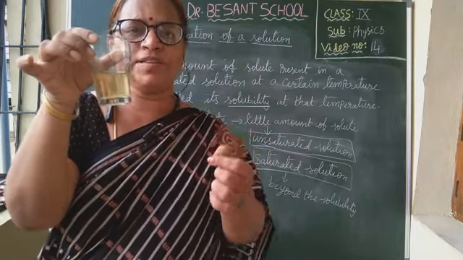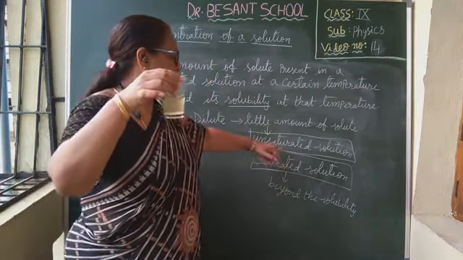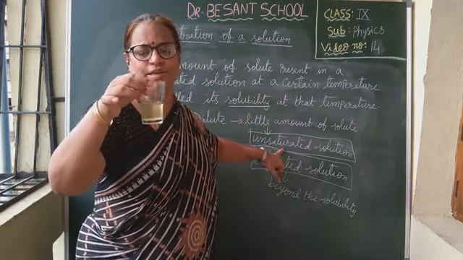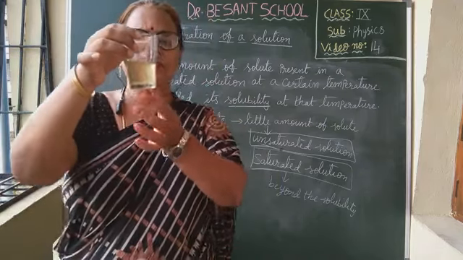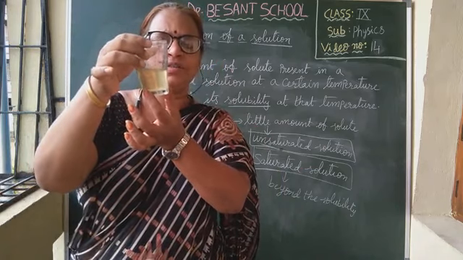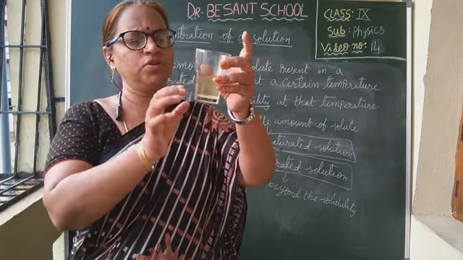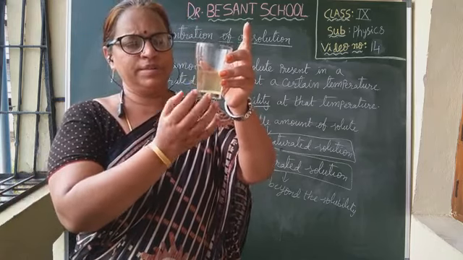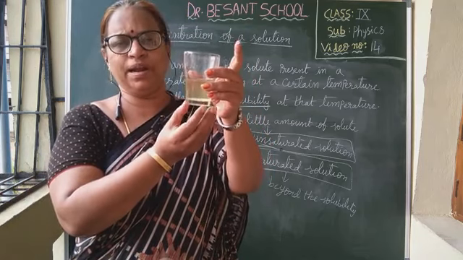When you added only 1 spoon or 2 spoons below the solubility range, then it is unsaturated solution. And when the solute becomes beyond the solubility range, then it is called saturated solution. Understood, children? Now, if we take this sugar solution, some of the sugar remained undissolved, isn't it?